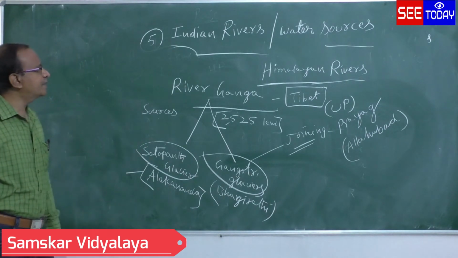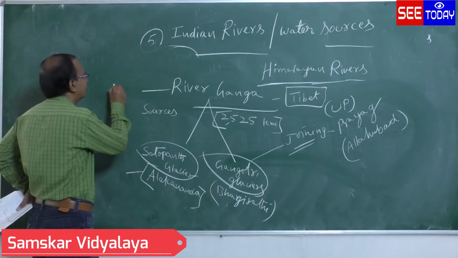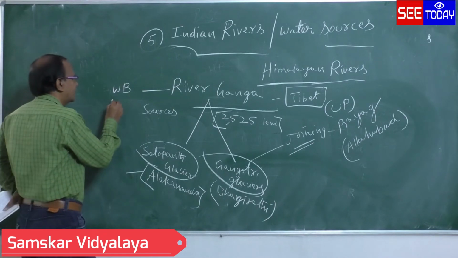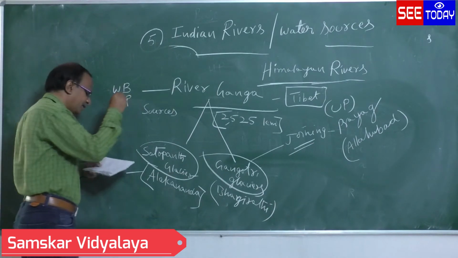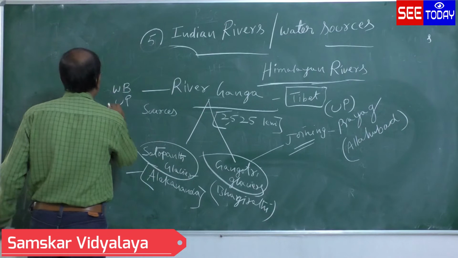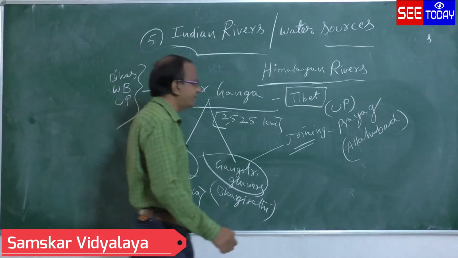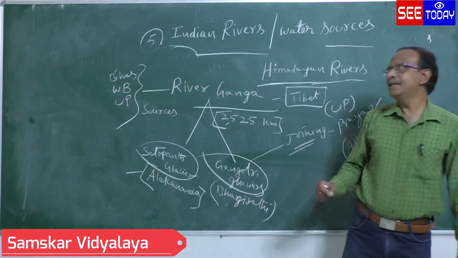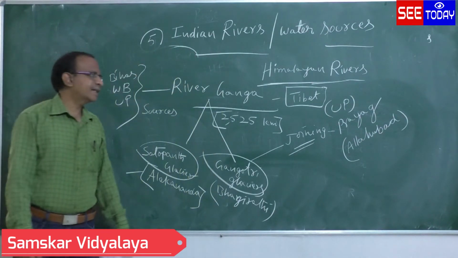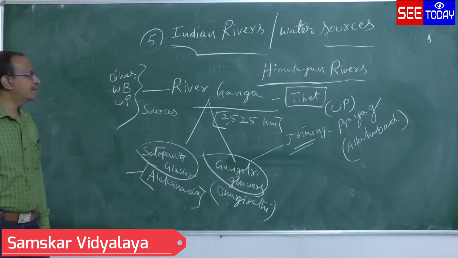And which states are going to benefit from this river Ganga water, sir? One is West Bengal and the other one is Uttar Pradesh, as well as Bihar also benefiting. Bihar, West Bengal and Uttar Pradesh states are benefiting from the waters of this river Ganga. And the total length of this river Ganga is 2525 kilometers, as we said.